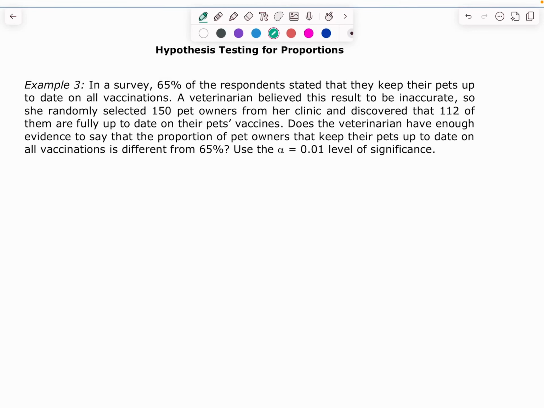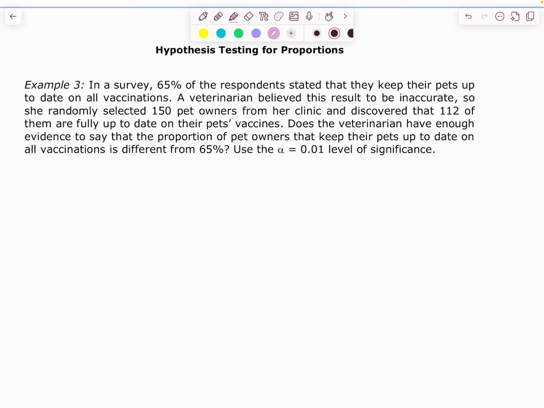And here we go with another example of hypothesis testing for proportions. So this one says, in a survey, 65% of the respondents stated that they keep their pets up to date on all vaccinations. A veterinarian believed this result to be inaccurate, so she randomly selected 150 pet owners from her clinic and discovered that 112 of them are fully up to date on their pets' vaccines. Does the veterinarian have enough evidence to say that the proportion of pet owners that keep their pets up to date on all vaccinations is different from 65%? Use the alpha equals 0.01 level of significance.